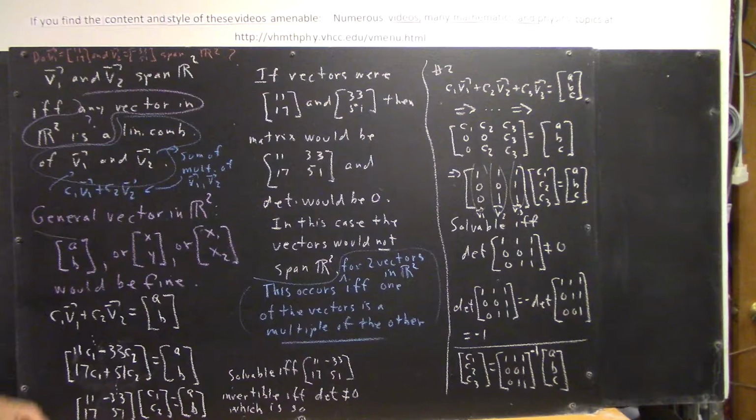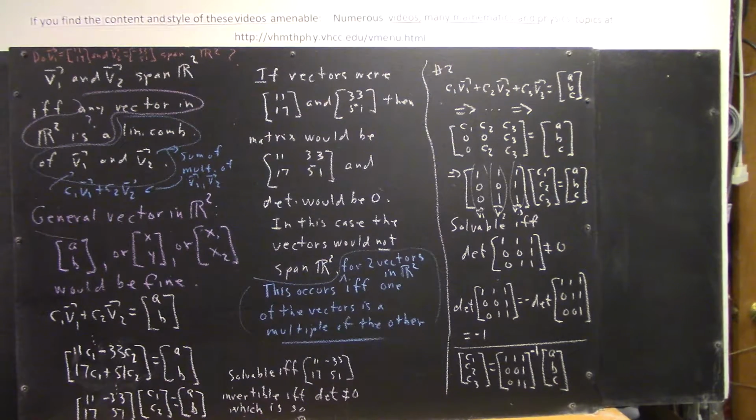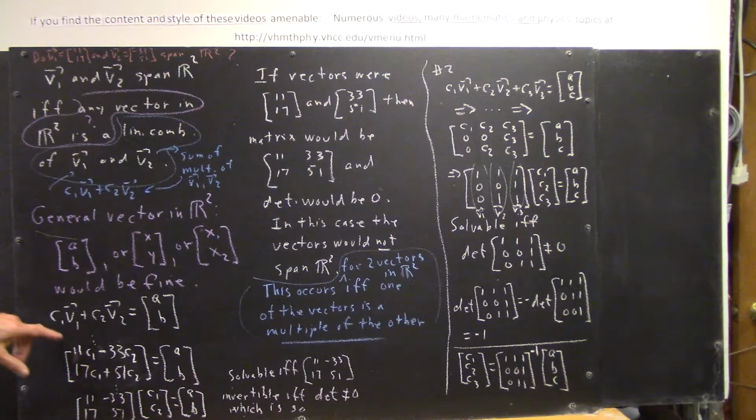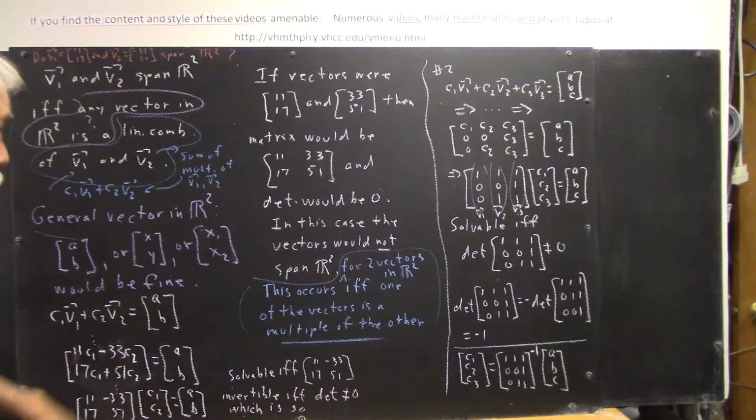We could get simultaneous equations: this equals A, this equals B. That gives us two simultaneous equations that we can solve. But the simultaneous equations lead to the matrix equation, where we have the matrix with columns 11, 17 and negative 33, 51 multiplied by the constants C1 and C2 equals AB. Now, the question is, can we always find a C1 and C2 for any given AB? Because if we can always find C1 and C2 no matter what A and B is, it follows that any vector in R2 can be written as a linear combination of V1 and V2, so that V1 and V2 do in fact span R2, which consists of all vectors of the form column vector AB. Okay, well, matrix equation.